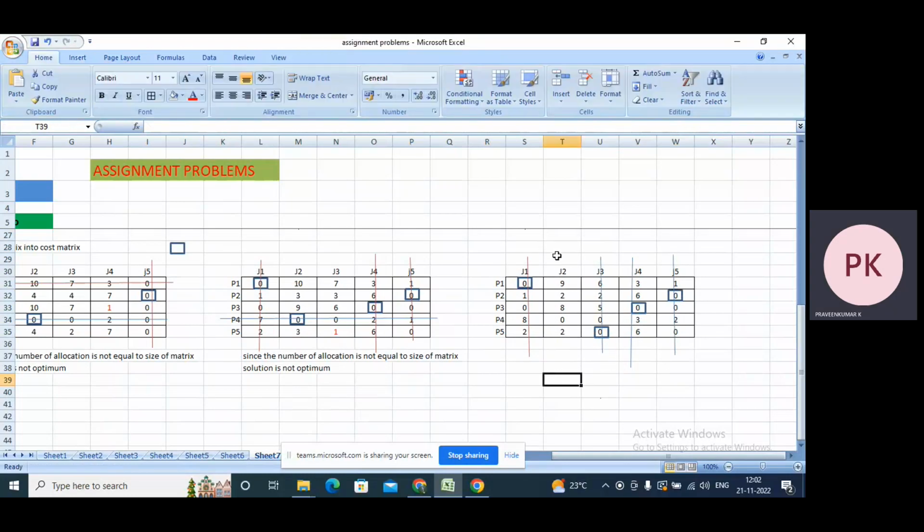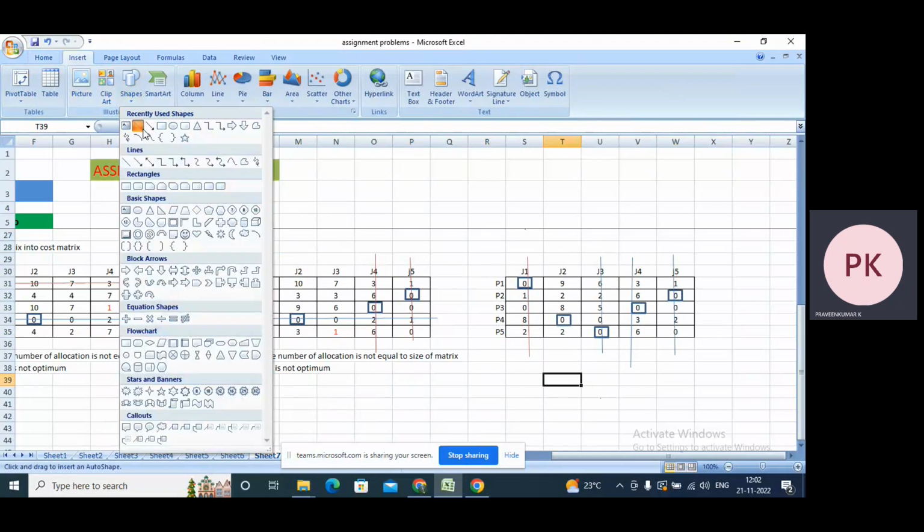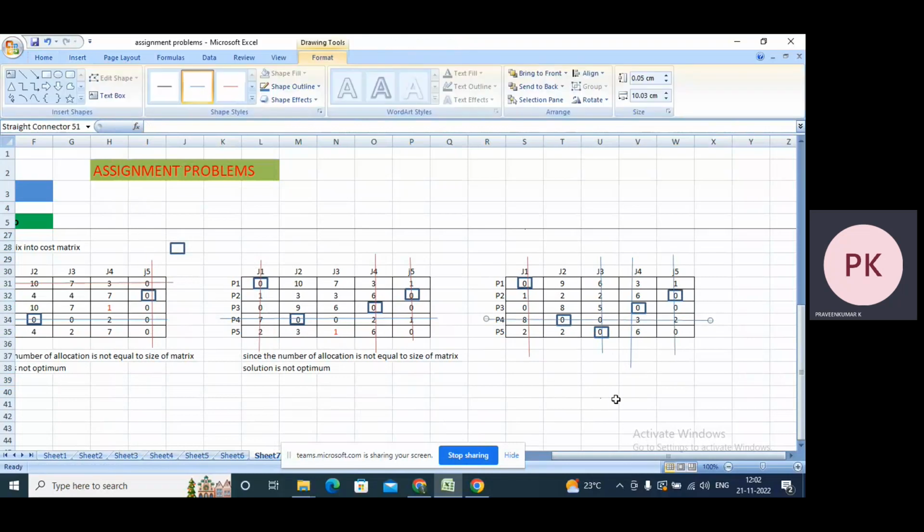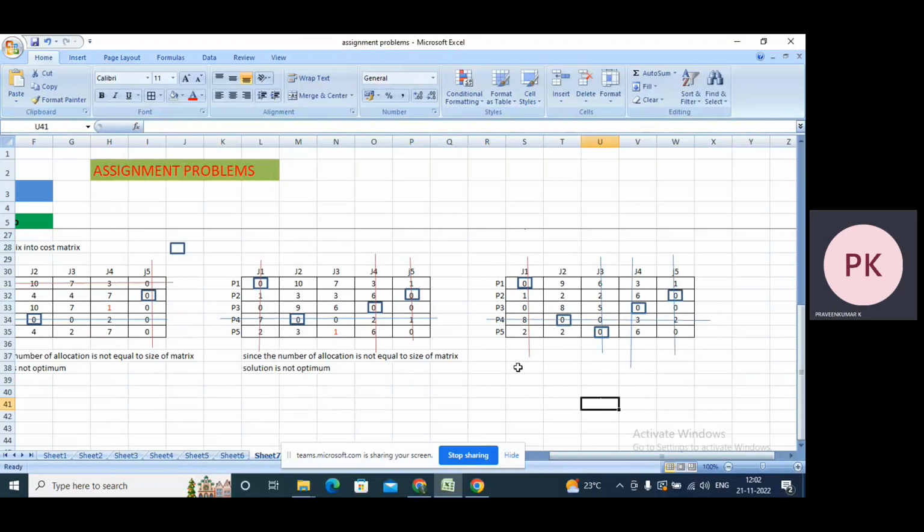Then go column wise. You have only one column. This column has a single zero. I'll allocate this element and I'll cancel the corresponding row. This is my corresponding row. I'll cancel this corresponding row. So now, just look here, you have 5 allocations and the size of the matrix is 5.